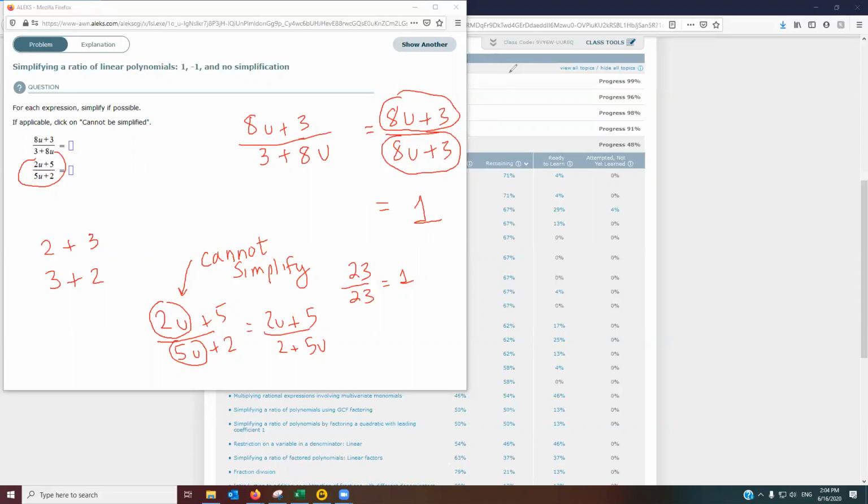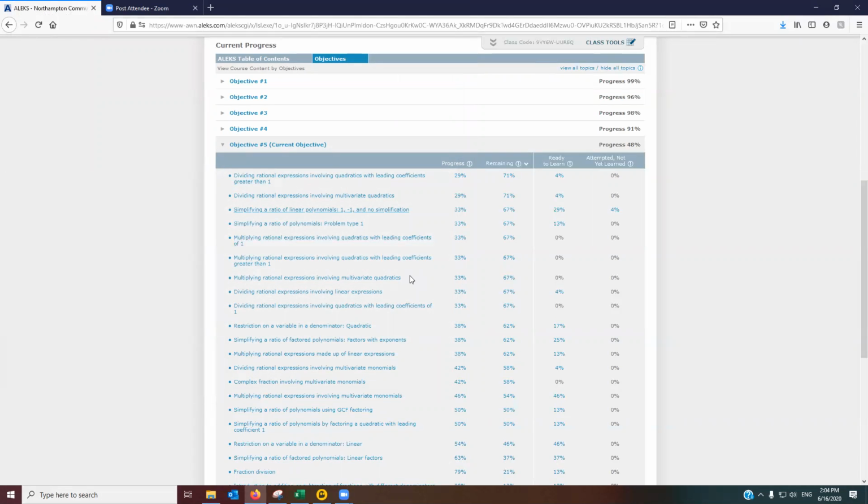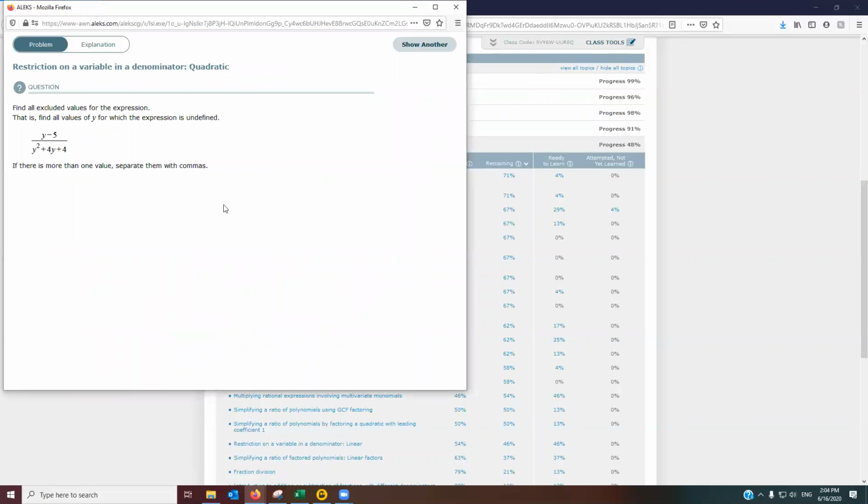All right, let me see. There's maybe, let's say, one more we could do. Let's take a look at this. It says find all excluded values for the expression. That is, find all values for y for which the expression is undefined. Well, a fraction is undefined when the denominator equals 0. You probably remember you cannot divide by 0, right? That's not an allowed operation.